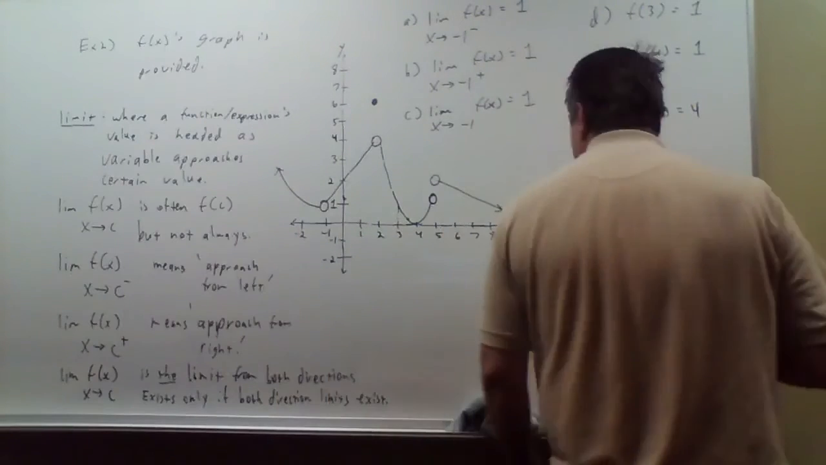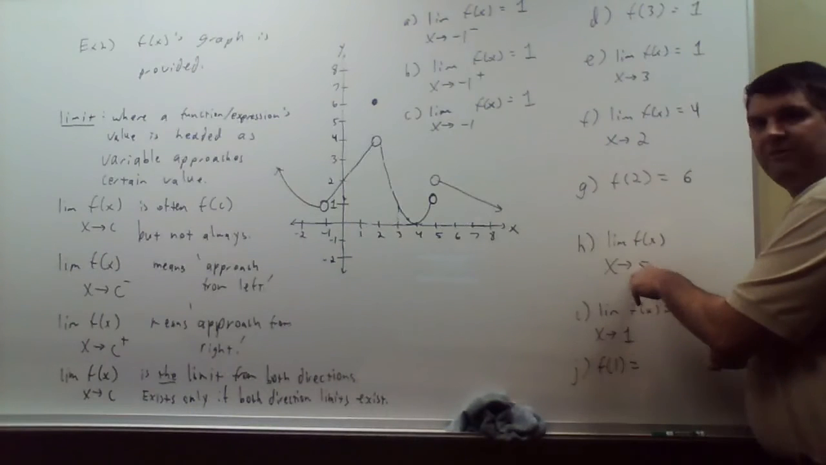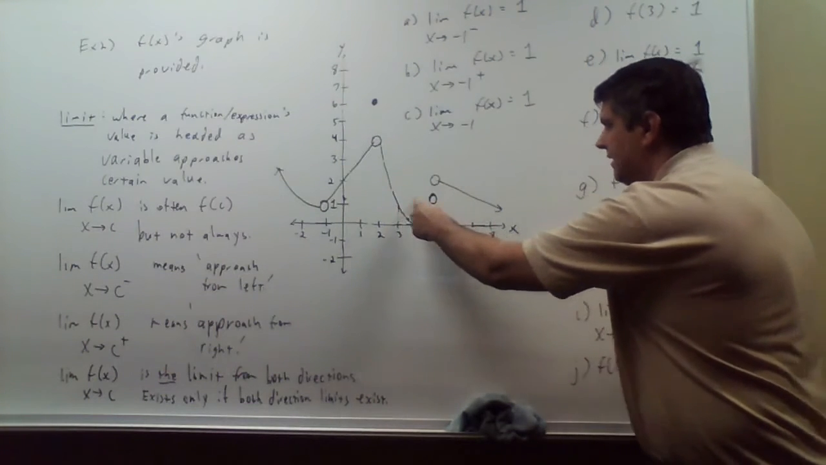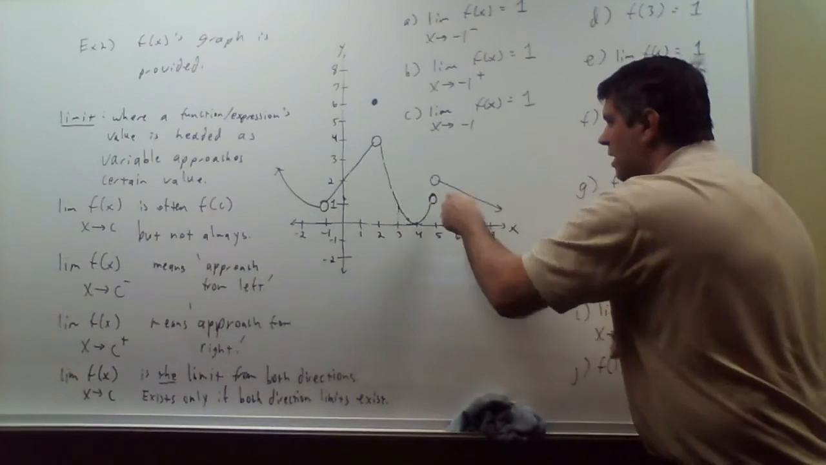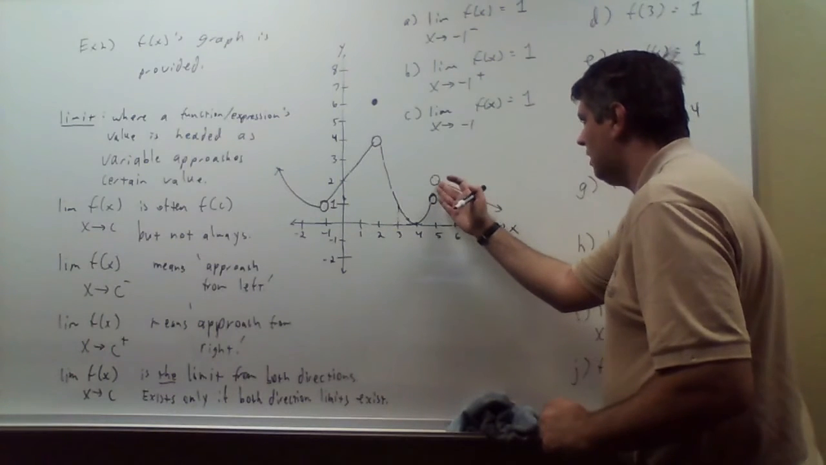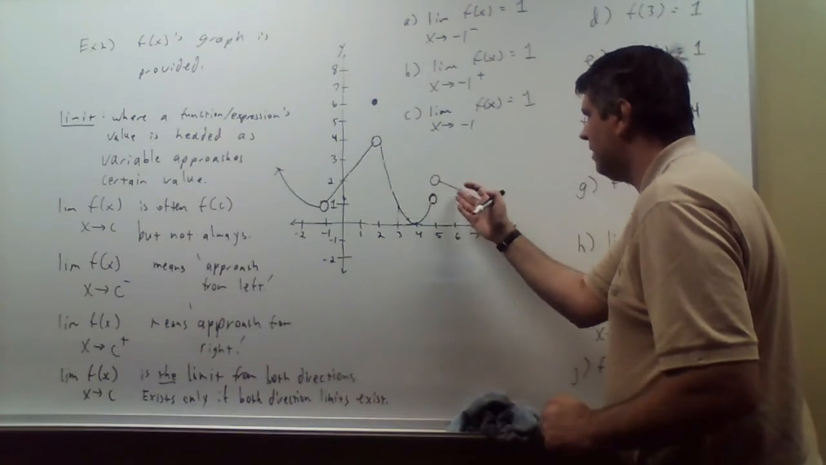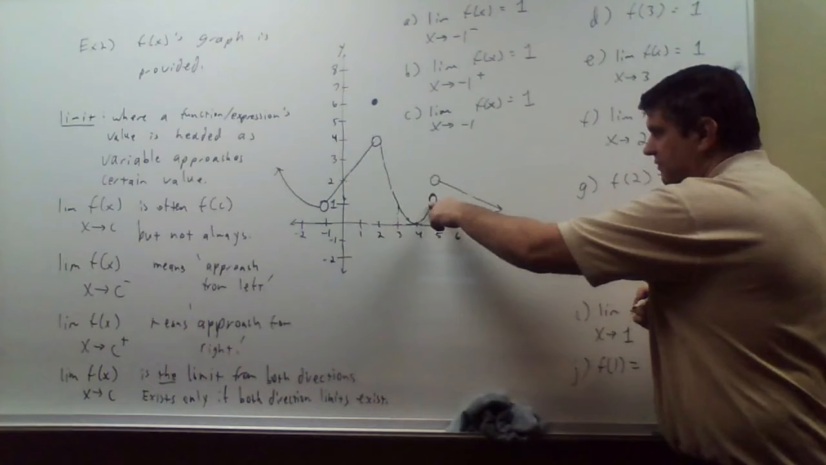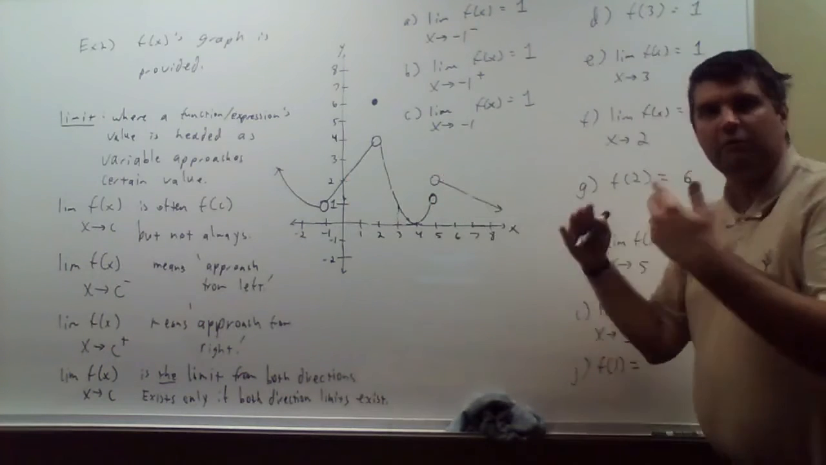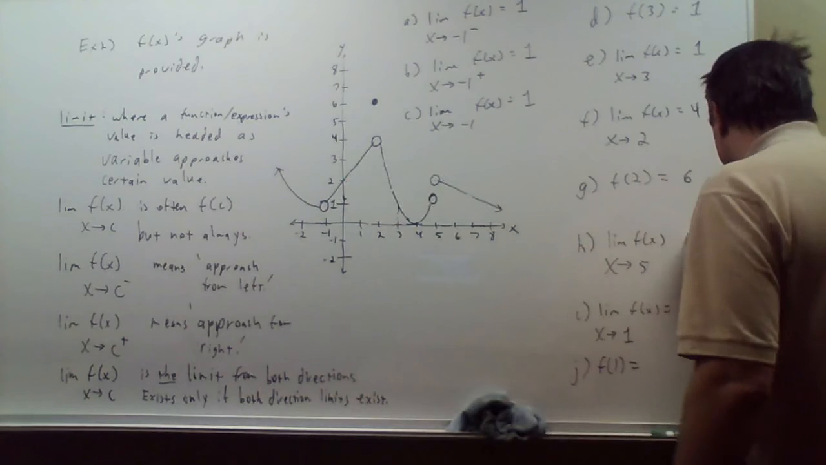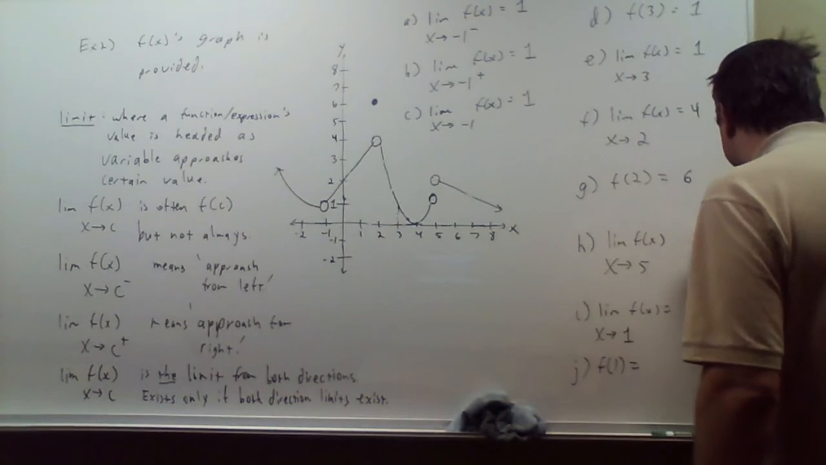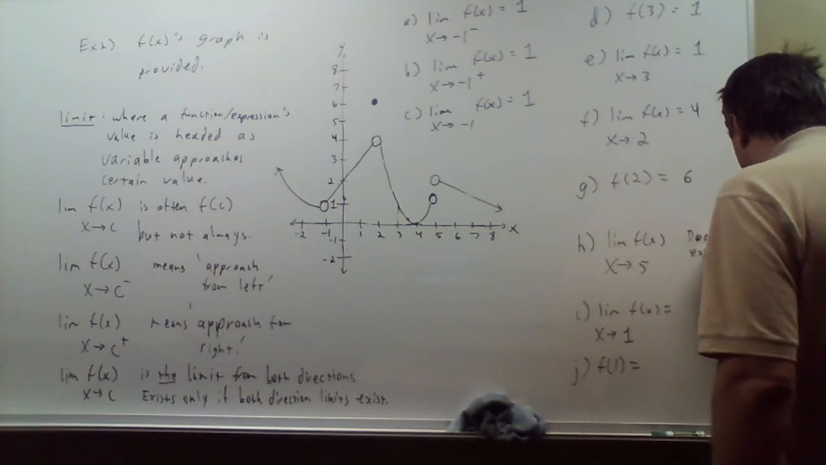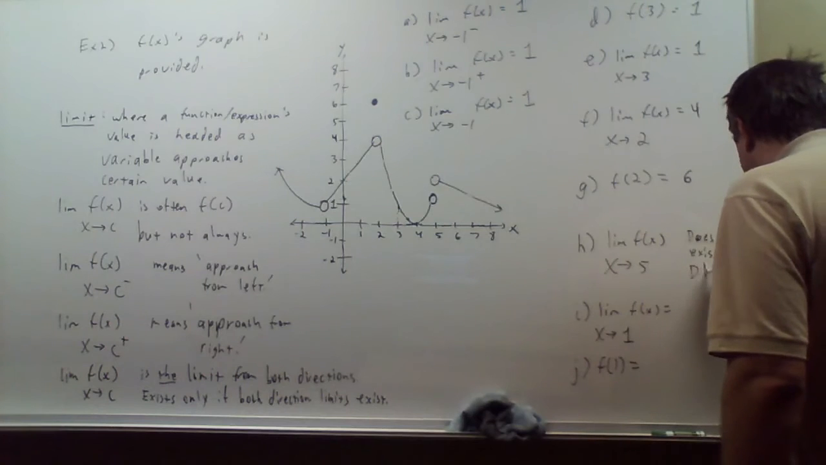Okay? Next, let's talk about the limit as x approaches 5. Well, if I approach from the left, I'm headed to function value 1. But if I follow from the right, I'm headed to function value 2. Since the limit from the left is 1 and the limit from the right is 2, they're different. So the limit does not exist. Quite often abbreviated DNE.